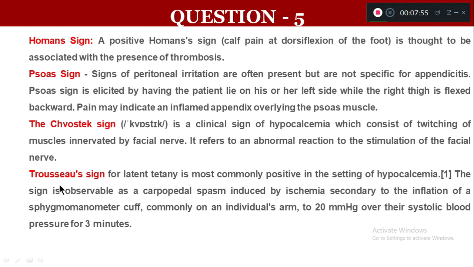So Trousseau sign is also positive in hypocalcemia. The sign is observable as a carpopedal spasm induced by ischemia secondary to inflation of a sphygmomanometer cuff, commonly on the arm to 20 millimeters of mercury over the systolic blood pressure for 3 minutes. At that time they will have a carpopedal spasm. So here the Homan sign talks about deep vein thrombosis. So that is the right answer here.